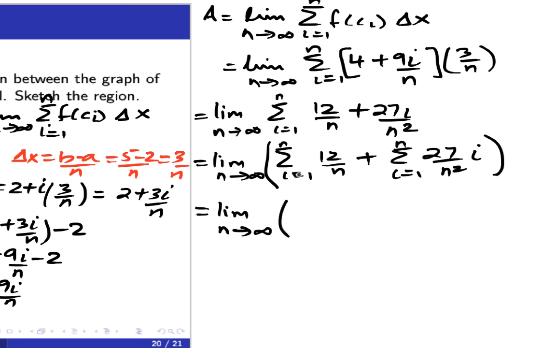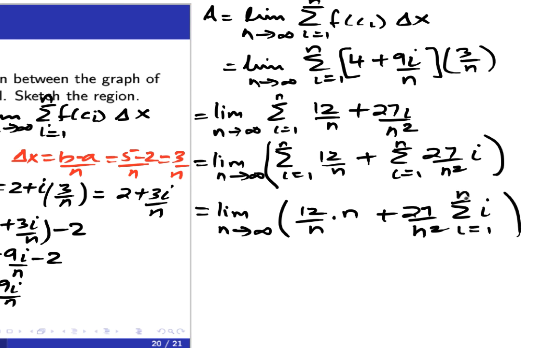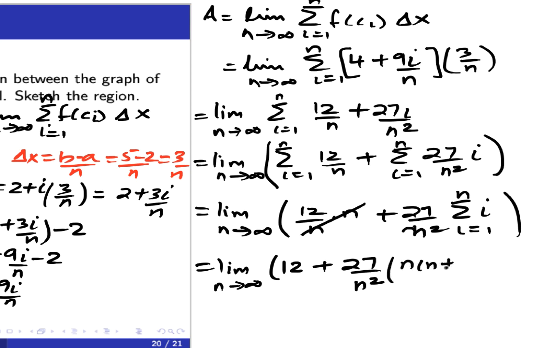Okay, so this one, the first one is basically 12 over n times n. Plus, now this is 27 over n squared out, and sum of i varies from 1 to n. This is n, guys, okay? So this n and n cancel. What do I have? Limit n tends to infinity of 12 plus 27 over n squared. Now the sum of the first n terms, this is basically n times n plus 1 over 2. You know, familiar terms we've been looking at, guys, many times now. This n and this n cancel out.